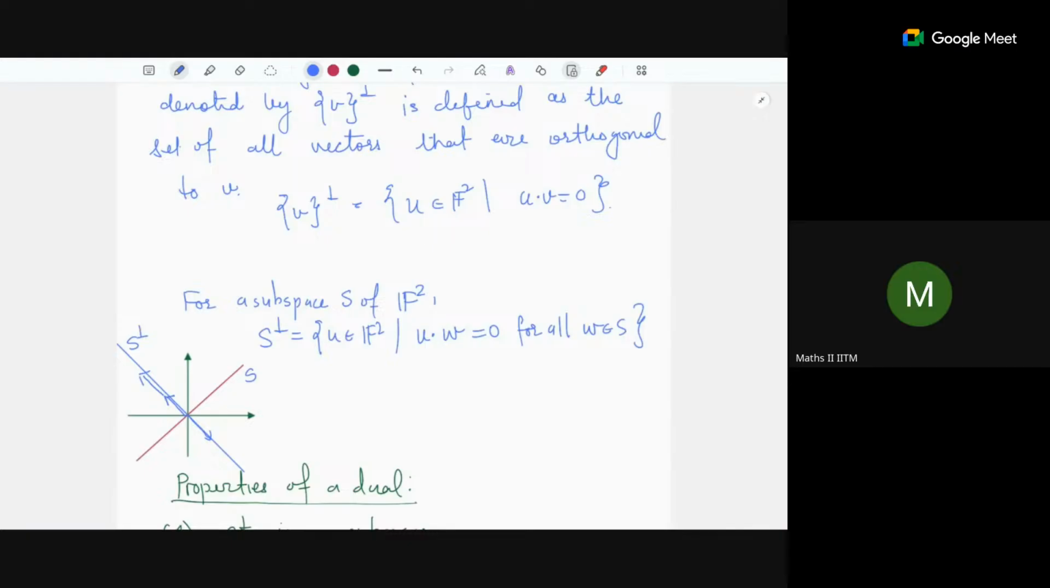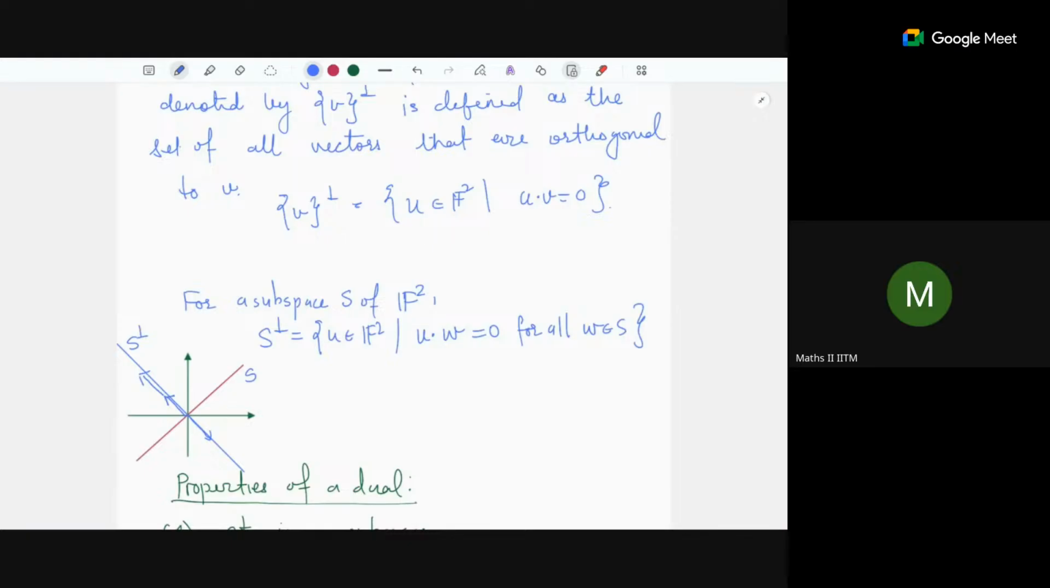So what you have noticed in this case is that for a subspace, the S perp is also a subspace. That's the first thing you have noticed.